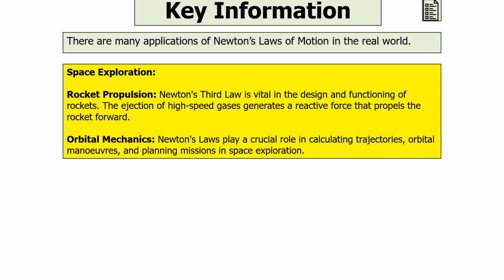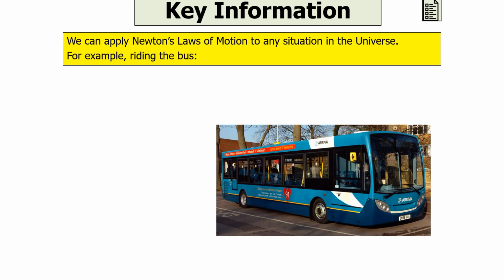In space exploration, rocket propulsion needs Newton's third law, as it allows the rockets to work because the ejection of high-speed gases generates a reactive force that propels a rocket forward. And in orbital mechanics, Newton's laws play a crucial role in calculating trajectories, orbital maneuvers, and planning missions in space exploration. So we can apply Newton's laws of motion to any situation in the universe, for example, riding the bus.